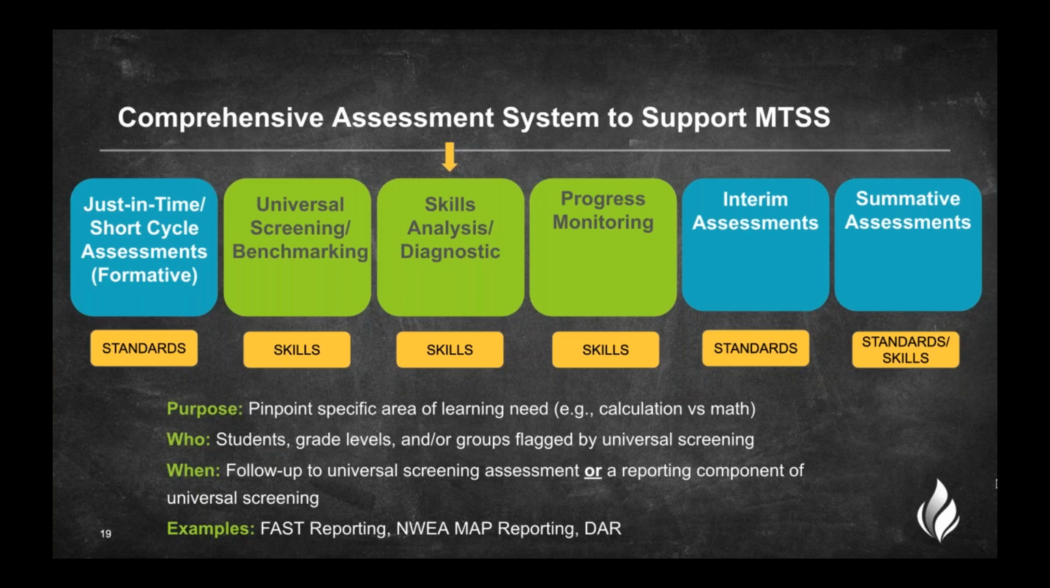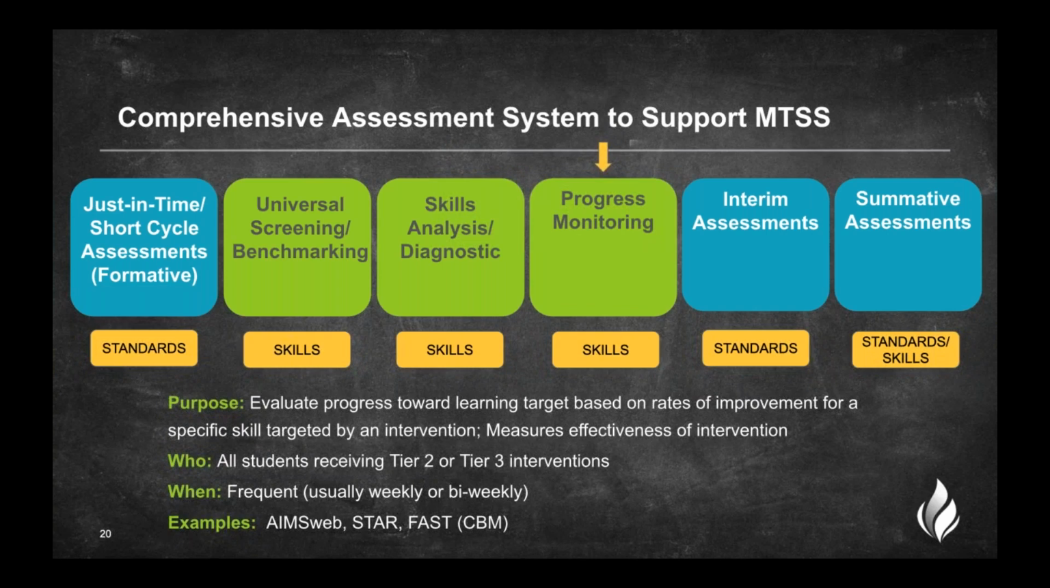It can come in the form of reporting that comes out of universal screening, or it can be additional tests that you use after screening to identify the actual area of need. So there are some reports within NWEA MAP, some reports within FastBridge, and then you have actual outside diagnostic assessments like the DAR. Then progress monitoring.